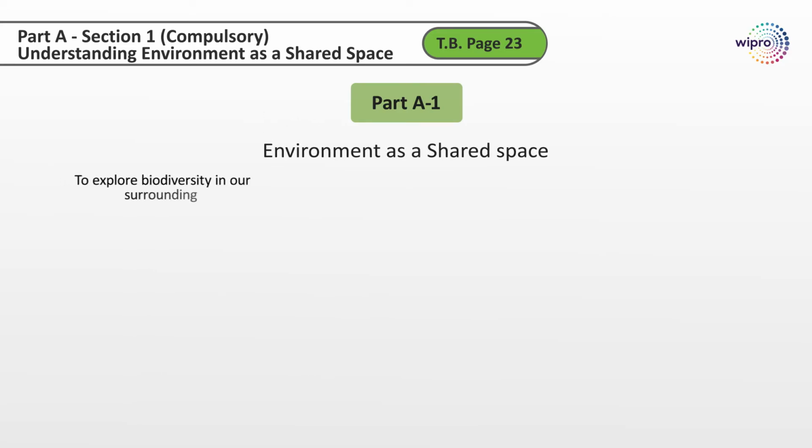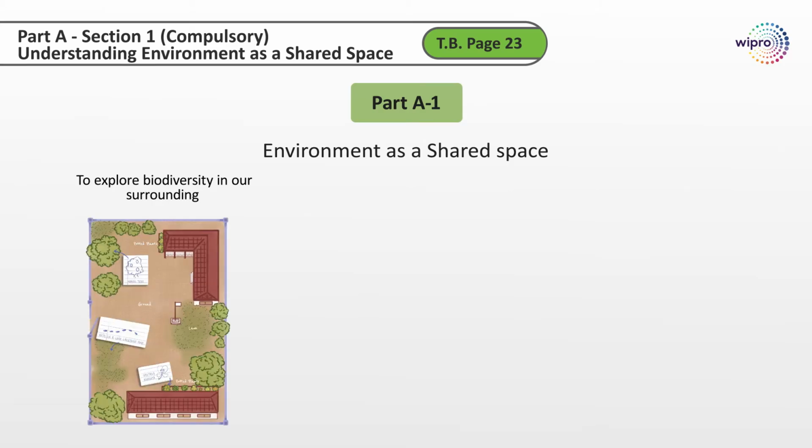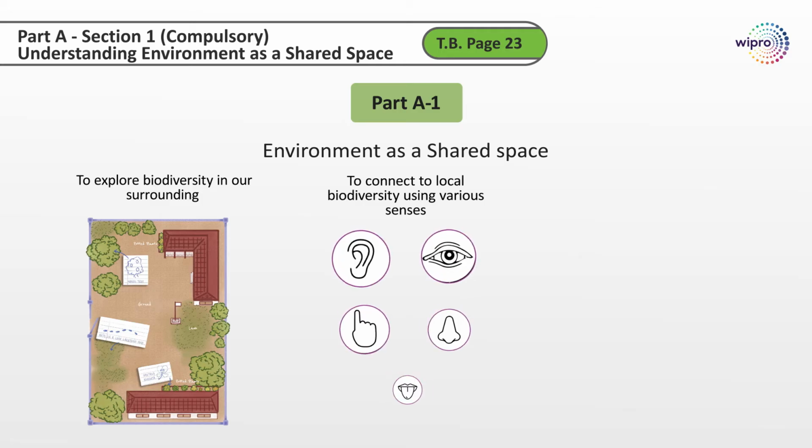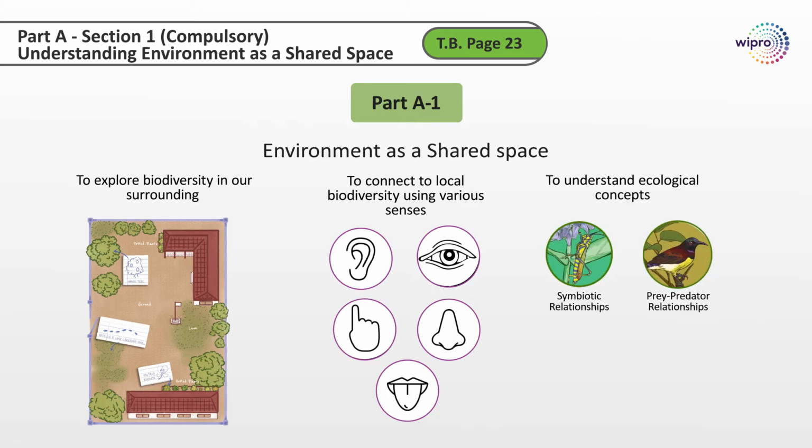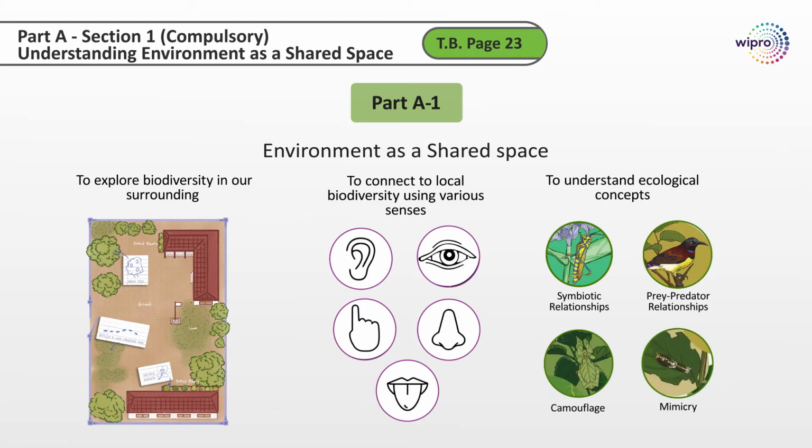To explore biodiversity in our surrounding schoolyard, to connect to local biodiversity using various senses, to understand ecological concepts such as symbiotic relationships, prey-predator relationships, camouflage and mimicry. We will also conduct biodiversity investigation through various surveys and individual activities. We will then review everything we have learnt in this section.